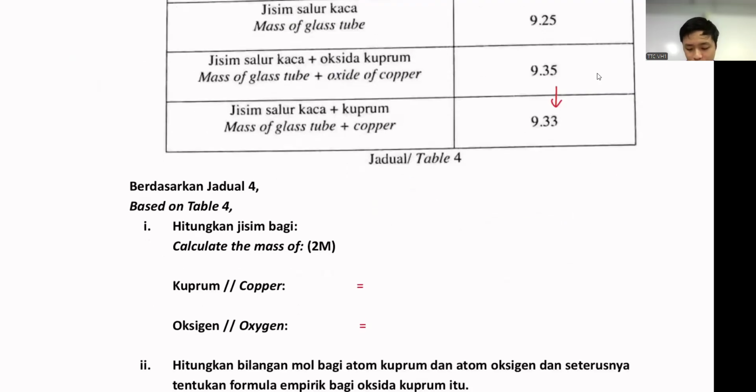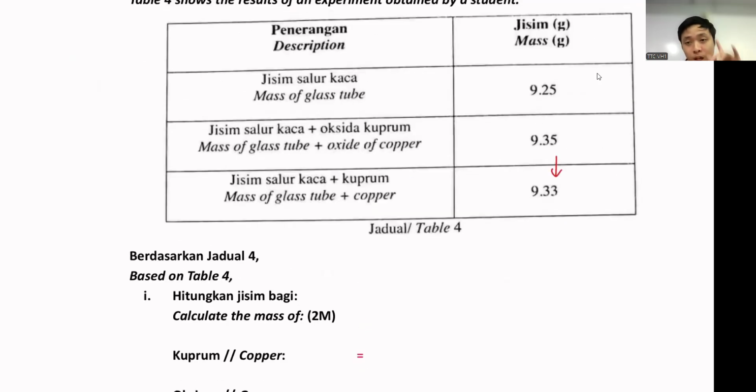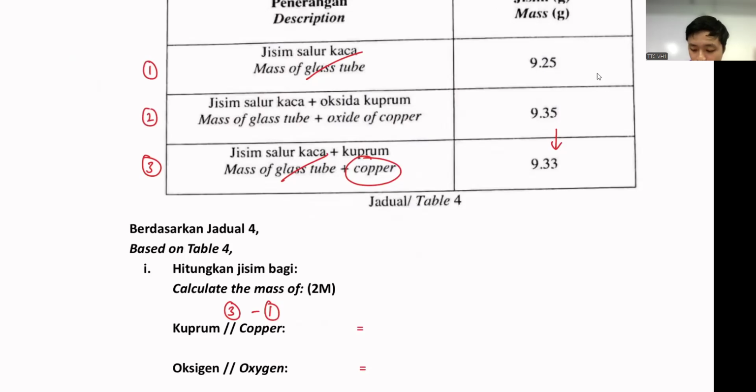Calculate the mass of copper and oxygen. You have to be careful. It's not always like question 7, where it's 2 minus 1, 3 minus 2. In this case, look carefully. If you want to find the mass of copper, Cu, you have to use 3 minus 1 in this case. Glass tube with copper minus glass tube, then you will get copper. So you use 9.33 minus 9.25.